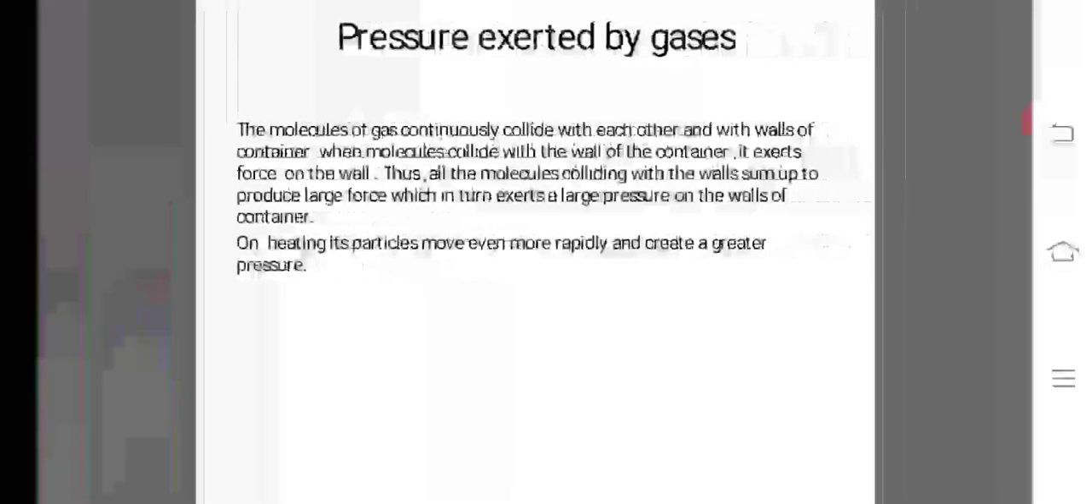Now, pressure exerted by gases. The molecules of gases continuously collide with each other and with the walls of the container. When molecules collide with the walls of the container, they exert force on the wall. Thus, all the molecules colliding with the walls sum up to produce a large force, which in turn exerts a large pressure on the walls of the container. On heating, the particles move even more rapidly and create a greater pressure.